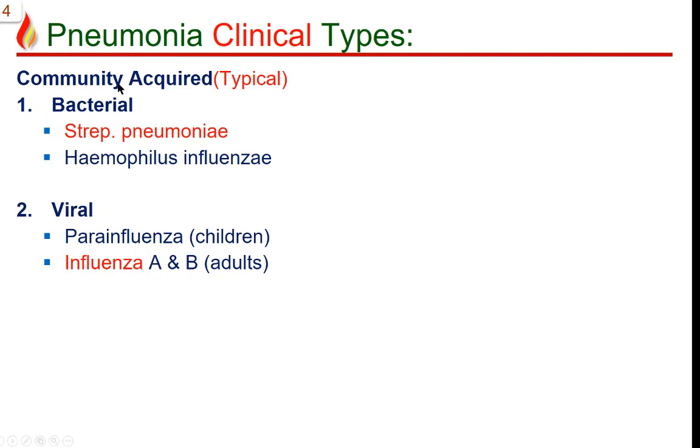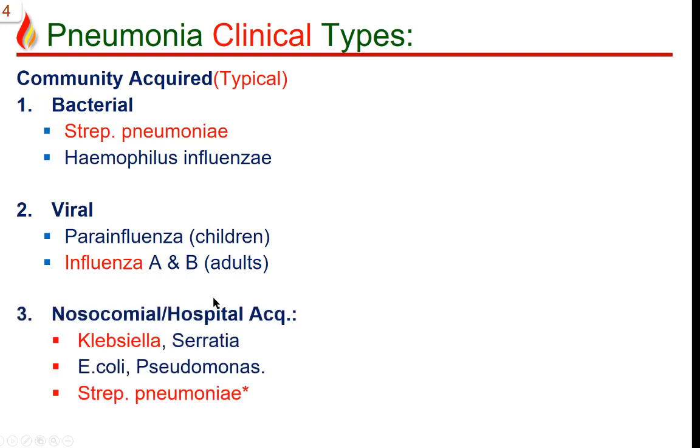Clinically, the commonest is the community acquired pneumonia, a healthy person in the community developing pneumonia. And these pneumonias are usually known as typical pneumonias because they present with the classic signs of fever, dyspnea, and consolidation. Bacterial community acquired pneumonia is the commonest, caused by Streptococcus pneumoniae, most common, but it can be caused by many other bacteria, but Haemophilus influenzae is the next one. Viral pneumonias: parainfluenza is common in children, but influenza A and B in adults.